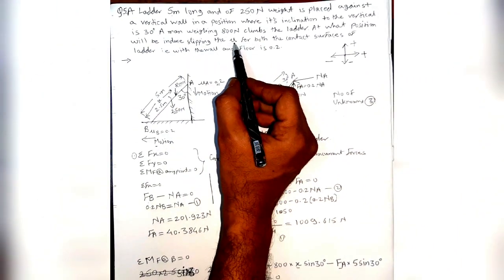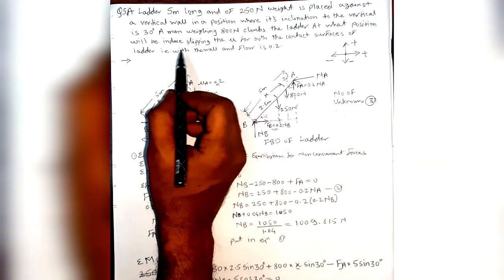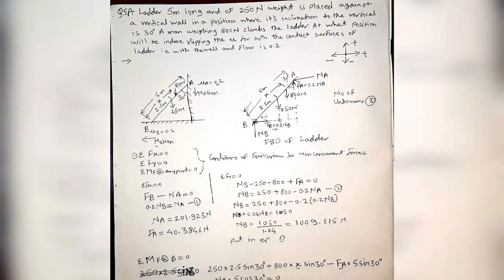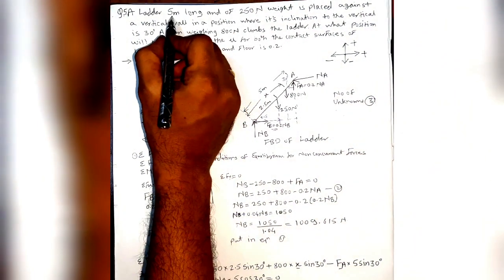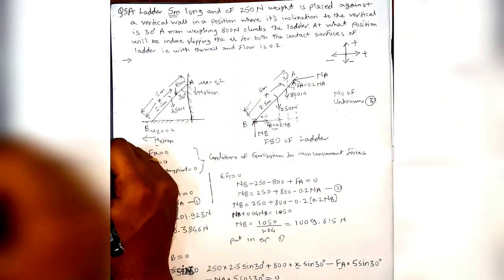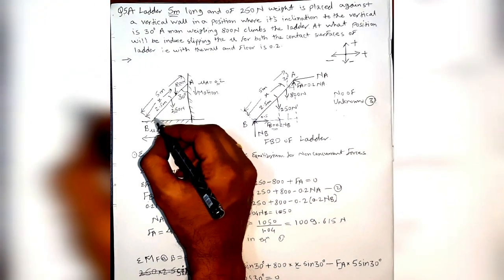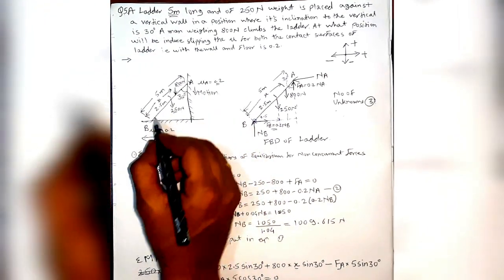The mu, that is coefficient of friction for both the contact surfaces of the ladder, that is with the wall and floor, is 0.2. Okay, so we will understand the question itself. We will understand what is the given data in the question and what we have to find out. Length of ladder 5 meter long is given, and we can draw a sketch like this. So this is the wall, this is the ground, and this is that ladder.